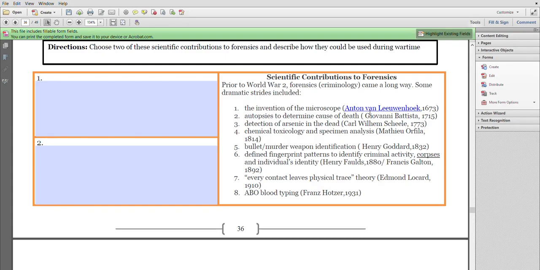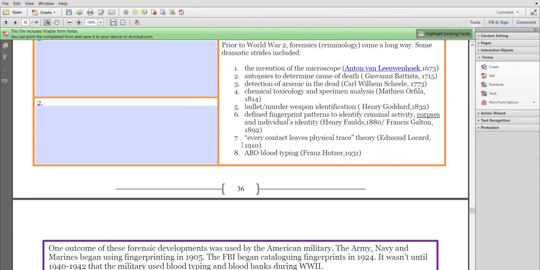Autopsies to determine the cause of death. Detection of arsenic in the dead. Chemical toxicology and specimen analysis. Bullet and murder weapon identification. Defined fingerprint patterns to identify criminal activity. Every contact leaves a physical trace theory. And ABO blood typing. Blood typing was made in 1931. I just learned something today. All right, you're going to choose 2 of these and explain how they could be used for forensics during World War II.